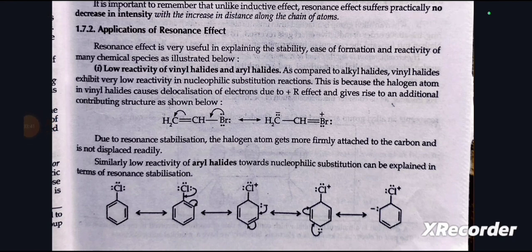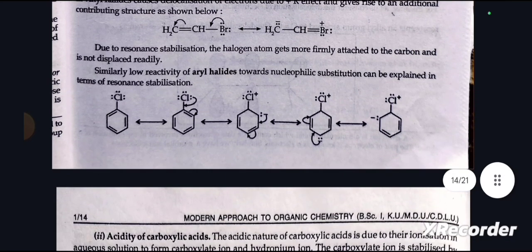1.7.2 Applications of resonance effect. Resonance effect is very useful in explaining the stability, ease of formation and reactivity of many chemical species, as illustrated below. First, low reactivity of vinyl halides and aryl halides as compared to alkyl halides. Vinyl halides exhibit very low reactivity in nucleophilic substitution reaction. This is because the halogen atom in vinyl halide causes delocalization of electrons due to plus R effect and gives rise to an additional contributing structure as shown below. CH2=CH–Br gives CH2−–CH=Br+. Due to resonance stabilization, the halogen atom gets more firmly attached to the carbon and is not displaced readily.